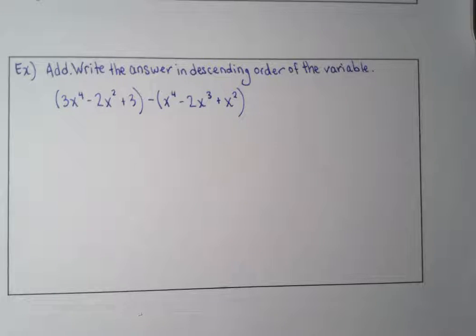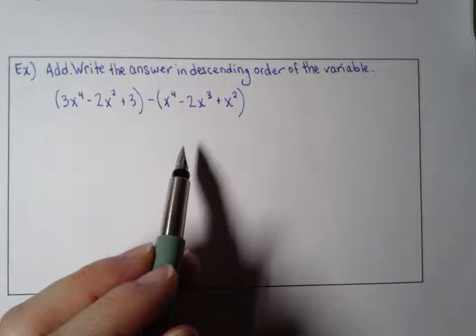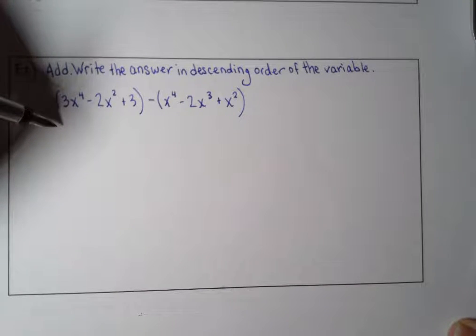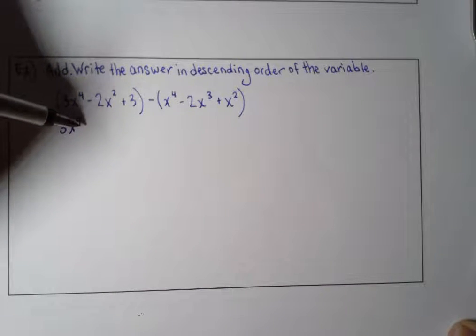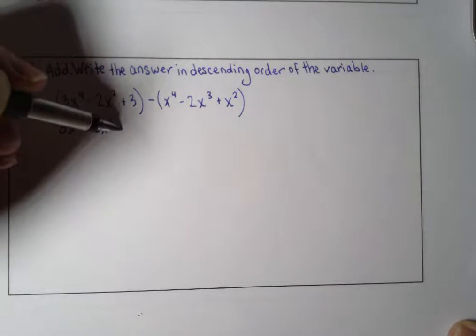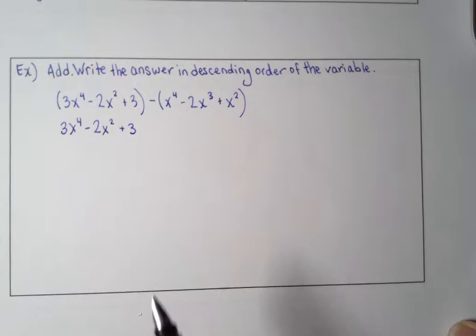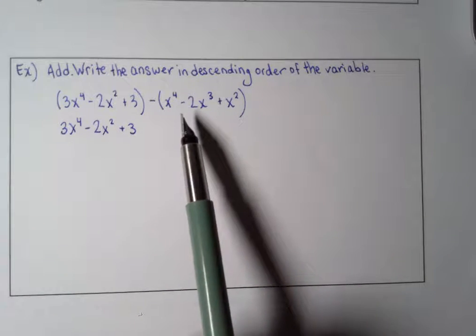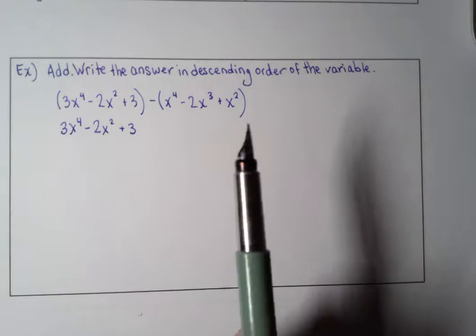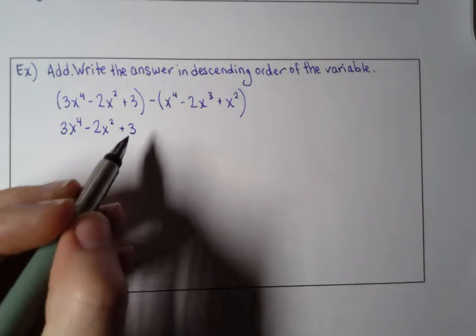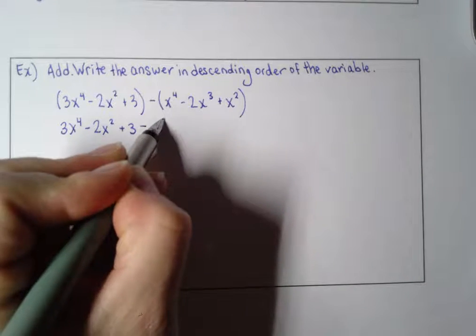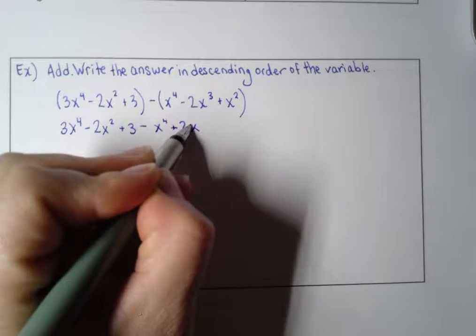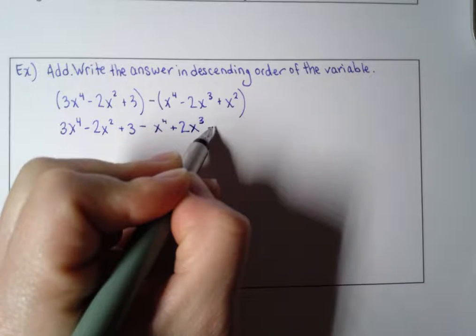So, in this example, the first thing we need to do is get rid of the parentheses. And we know about adding like terms. We can actually just drop the parentheses for this first one. But for the second one, we have to use the distributive property because this negative on the outside of the second set of parentheses is going to change the sign of everything inside. So the x to the fourth becomes minus x to the fourth, and then plus 2x to the third, minus x squared.